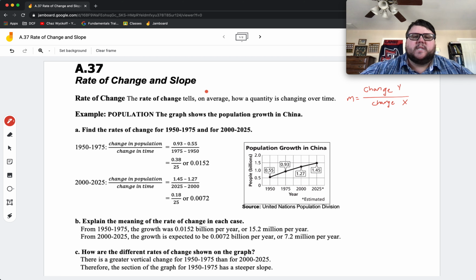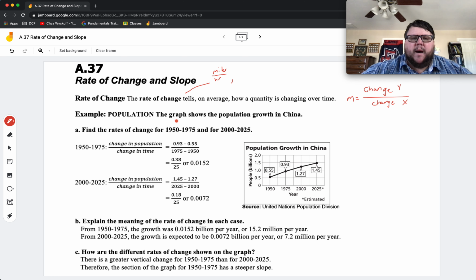Some rates that we use often are miles per hour. And if you notice, the fraction bar is what we call per. That's division. A rate is a division. It's the change in the miles over the change in the time. Miles per gallon we use a lot. We use different rates. And what we're going to look at here is the change in population over the change in time.